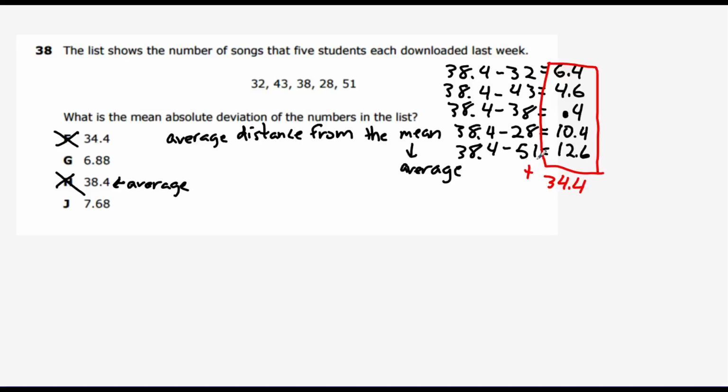So hopefully, this would be really sad. If you did all this work, added them up, got 34.4, and said, boy, I did all this work, I'm going to pick this one because I see it. That'd be so sad because you're almost finished. You just have to remember that we need to take that number and divide it by 5. And we get 6.88.